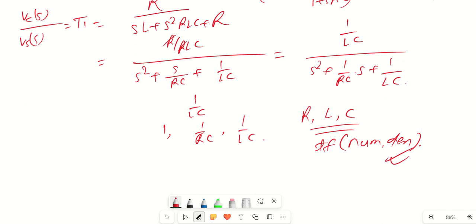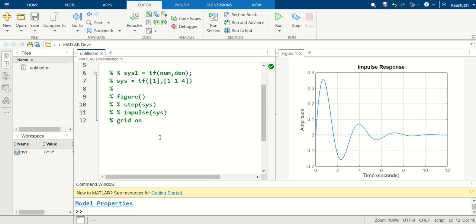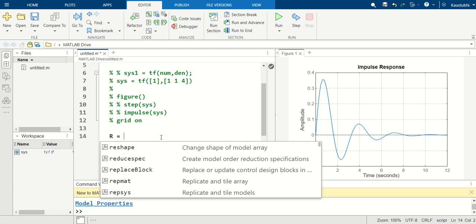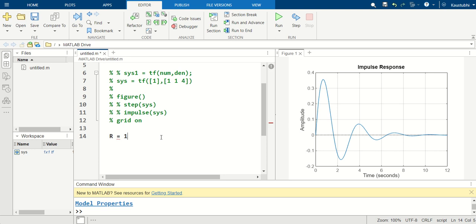So what will you do? Let us open MATLAB and we will do that. Let us say we are going to define some values. So R we will put, let's say, 1 kilo ohm, that is 1000 ohm. Then we are going to put L, that is the inductor, which is going to be, let's say, 1 millihenry, 1e minus 3. So 1e minus 3 means it will tell you that it is 1 millihenry. Or if you want, you can put 1 into 10 to the power minus 3.